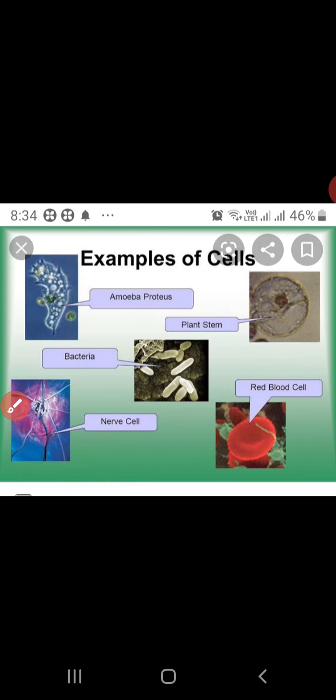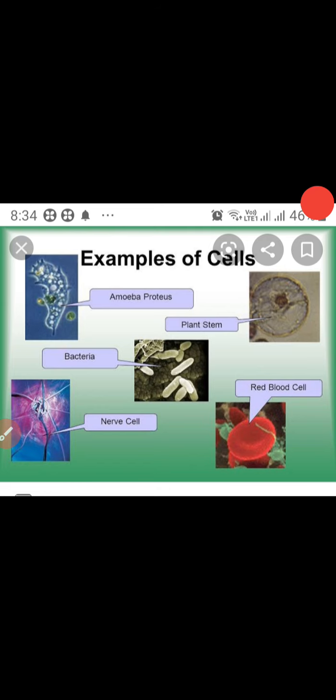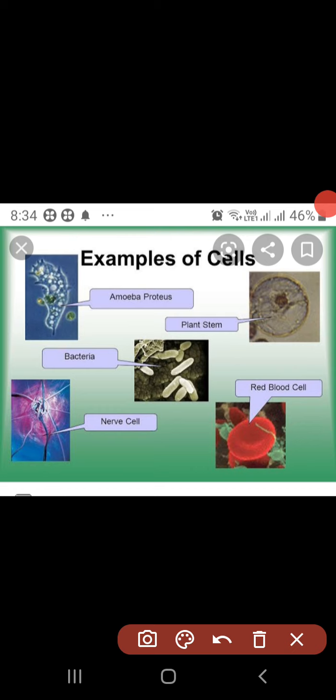Now the structural unit of living things. The structural unit of living thing is the cell. Cells vary in size and shape. There are different kinds of cells in the body of a living thing. And these cells are so small that you can see them with the help of a microscope only.